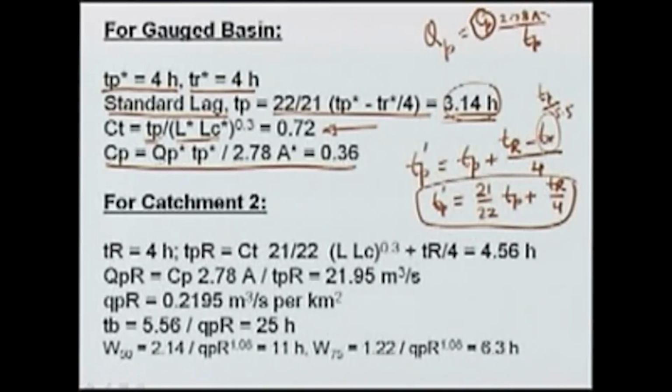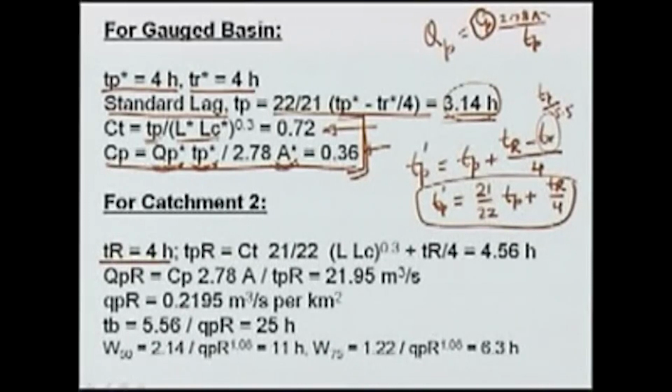Similarly, since we know the peak discharge for the catchment, the peak lag, the basin lag, and the area, we can find the Cp value as 0.36. So, these two values, Ct and Cp, are now known to us, and using them we can derive a synthetic unit hydrograph for catchment 2, which is not gauged. Let us assume that we want a 4-hour unit hydrograph. Given a 4-hour unit hydrograph for catchment 1, we want a 4-hour UH for catchment 2.